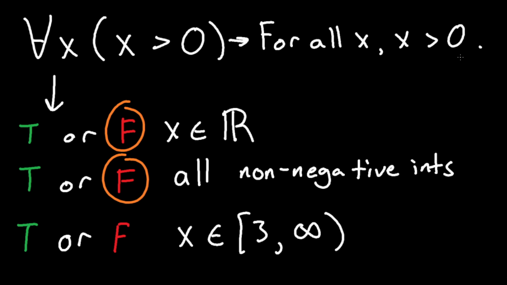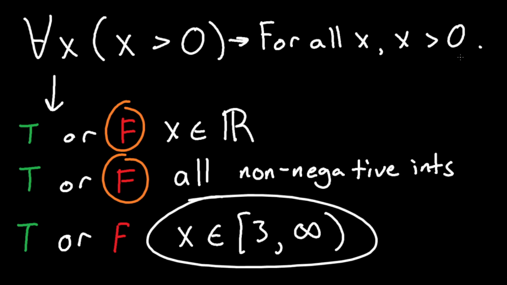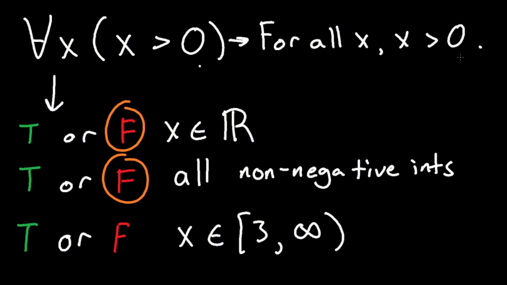So from 3 to infinity for x. Are all values of this domain greater than 0? For all x, is x greater than 0? Yeah, it is. 3 to infinity is definitely greater than 0. If you don't know that, I'm sorry, you should probably go back to kindergarten. But 3 to infinity is greater than 0 for the entire domain. Therefore, this statement is true.